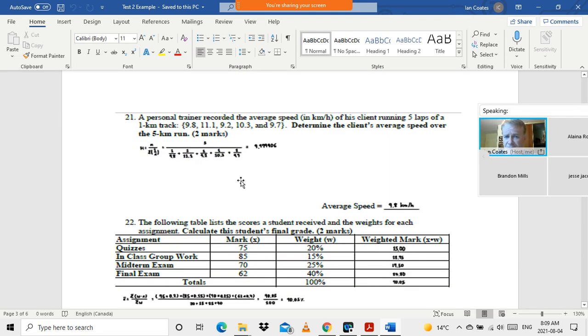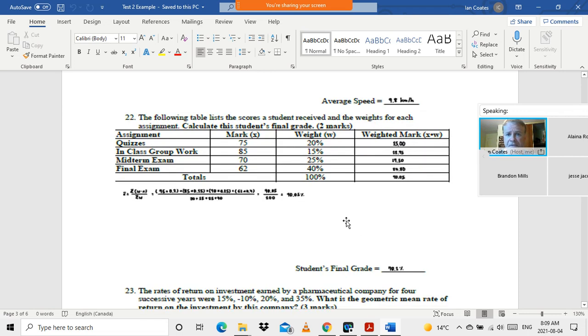I think this one here was using the harmonic mean. I accepted an answer around 10. There are a couple of ways that you could do this, and I've seen all of them, and they were all good. So that was all right. The final grade here was 70.05%.